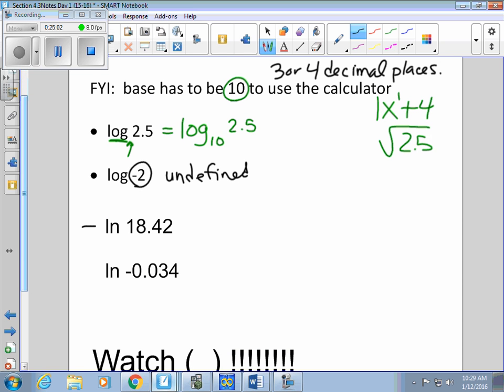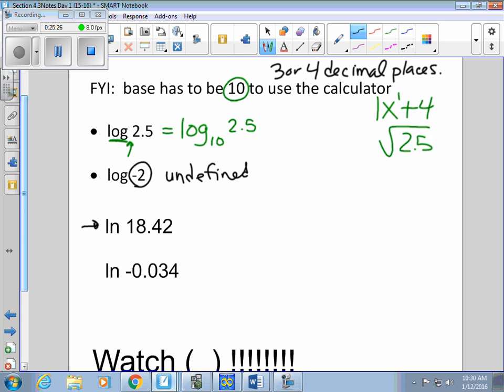What is that? ln. It's ln, yep, it is. I don't see log. I don't see a base. But do you have an ln button on your calculator? Yeah, you do. So you could put this in, ln of 18.42.